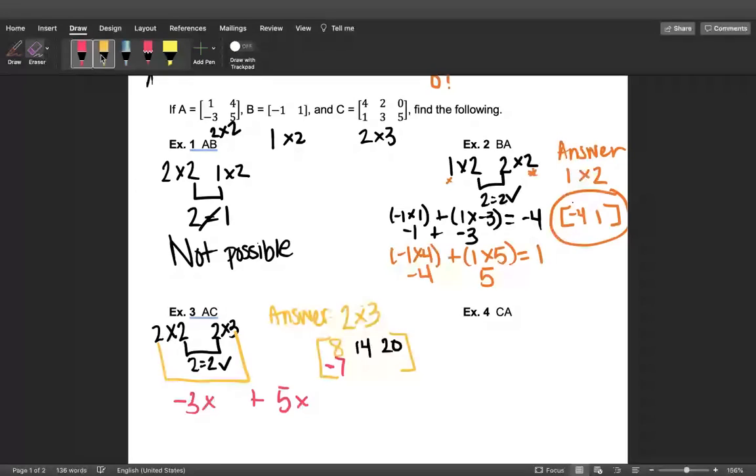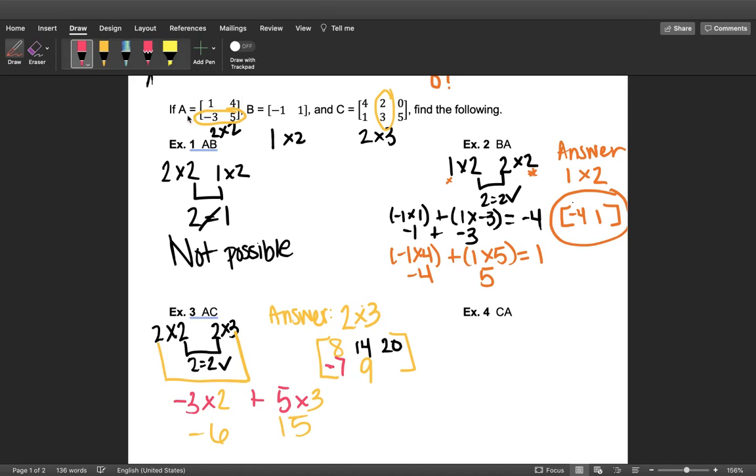Now I'm going to do the second row, second column. So -3 times 2, and then 5 times 3. -3 times 2 gives me a -6. 5 times 3 gives me 15. 15 minus 6, or -6 plus 15, will give me 9.